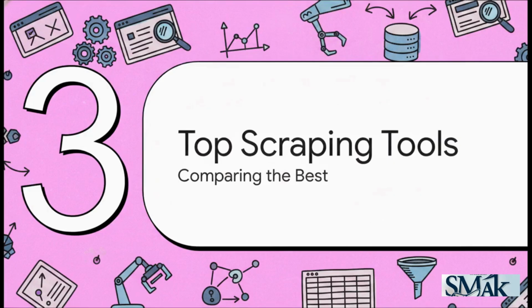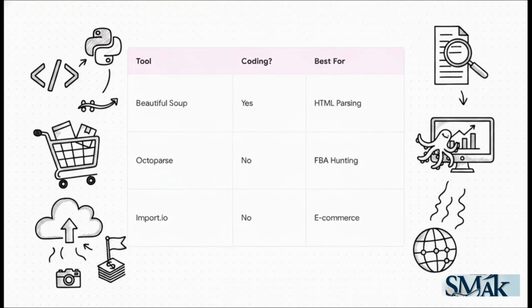Okay, part 3, comparing the top scraping tools. Let's break down the big 3 tools highlighted in the source material. First up is Beautiful Soup. Now, this is a Python library, so yes, coding is definitely required, but it is fantastic if you want programmatic HTML and XML parsing.